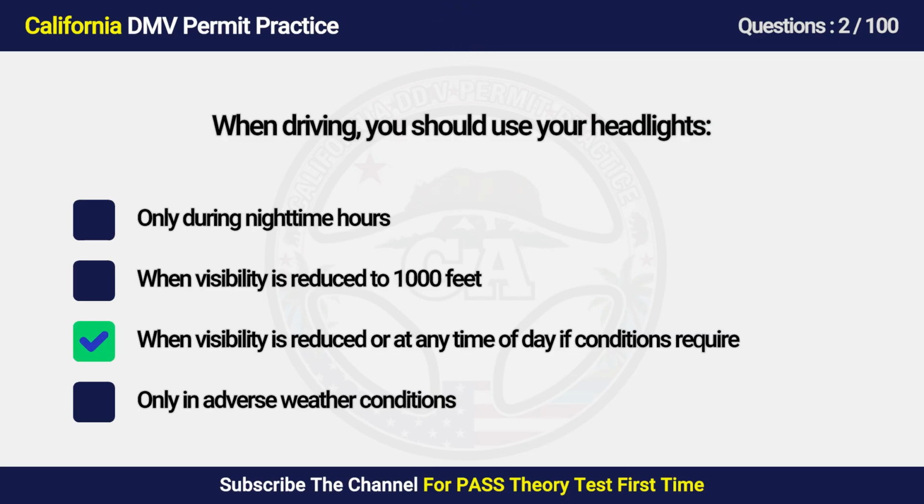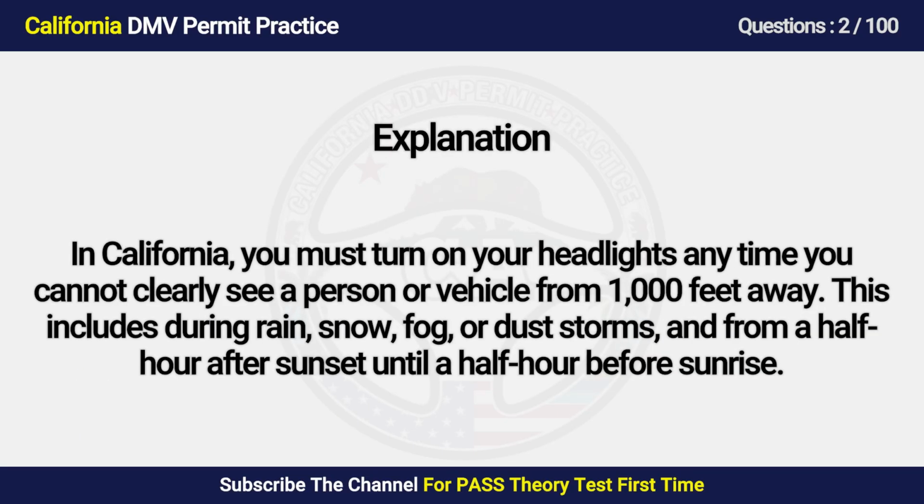Answer is C. When visibility is or at any time of day if conditions require. In California, you must turn on your headlights anytime you cannot clearly see a person or vehicle from 10 feet away. This includes during rain, snow, fog, or dust storms, and from A after sunset until A before sunrise.